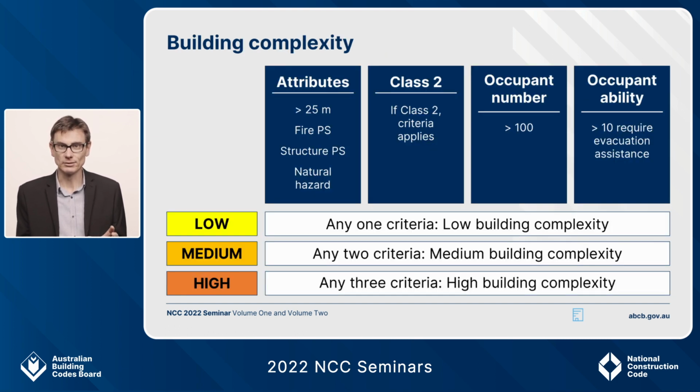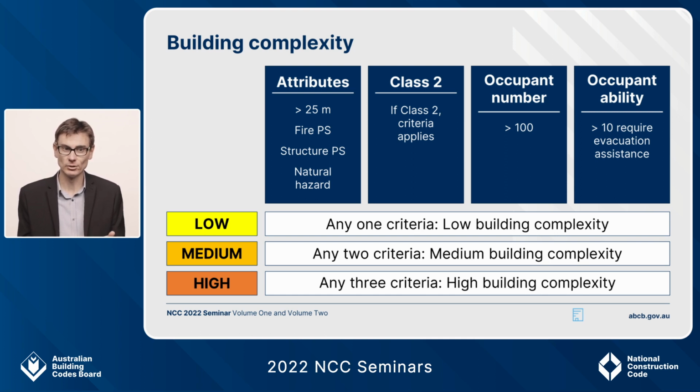It works by the 4 criteria that you see in the blue boxes on this slide. We have attributes, and that's where the building exceeds 25 metres effective height, or has performance solutions for fire or structure, or is in a place of natural hazard, for instance, bushfire-prone land. If you trigger all of those, or even just one of those attributes, then that's triggered that criteria box, and you have 1 criteria for complexity. Next is Class 2. If your building is Class 2, then that criteria applies. Occupant number. If you have more than 100 occupants in the building, then that's also a criteria. And fourthly, occupant ability. If more than 10 of those occupants require evacuation assistance, then you've triggered that criteria.